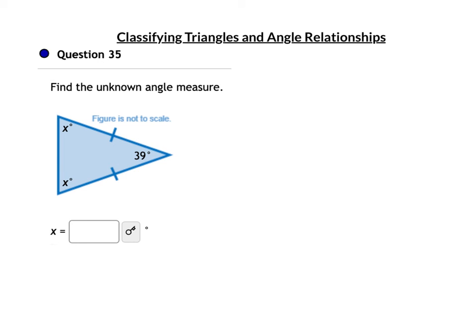This one's like the example I did in the teaching. 2x, those two angles, plus the 39 is 180. So 2x would equal 141. If I divide by 2, I get a decimal, 70.5.